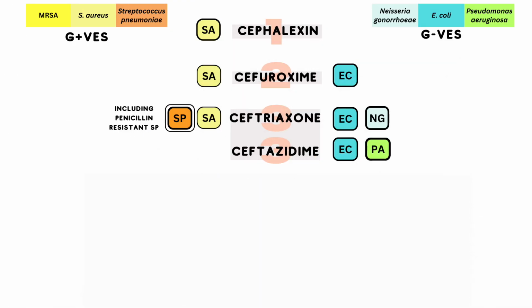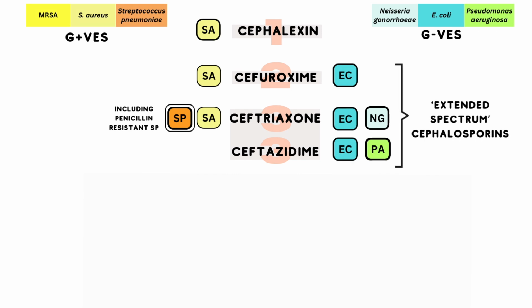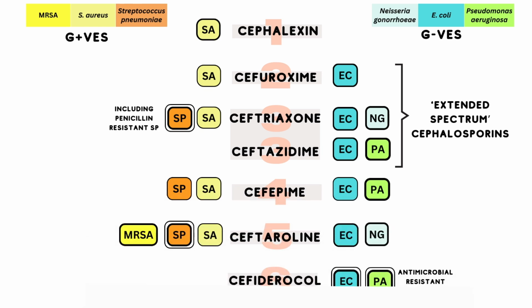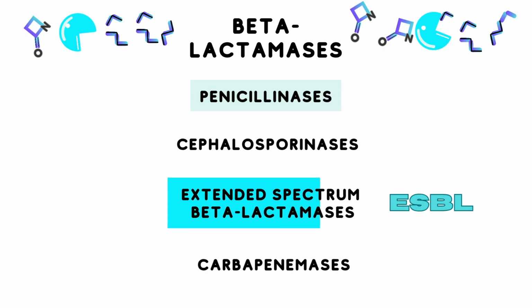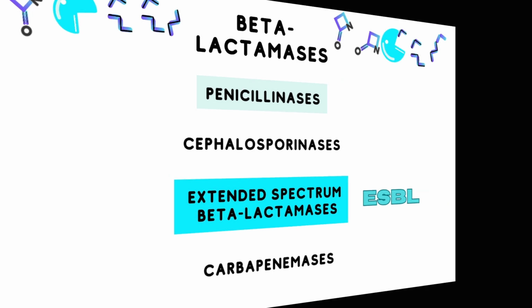You may have heard of the term extended-spectrum cephalosporins, which came out back when the second-generation CAFs came out, and this term refers specifically to the second and third-gen CAFs. As newer generations of cephalosporins continue to come out, this term is a little bit obsolete, but it is still retained in the term extended spectrum beta-lactamases, also known as ESBLs.